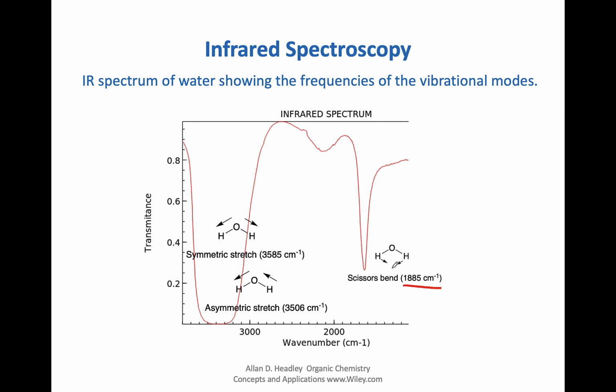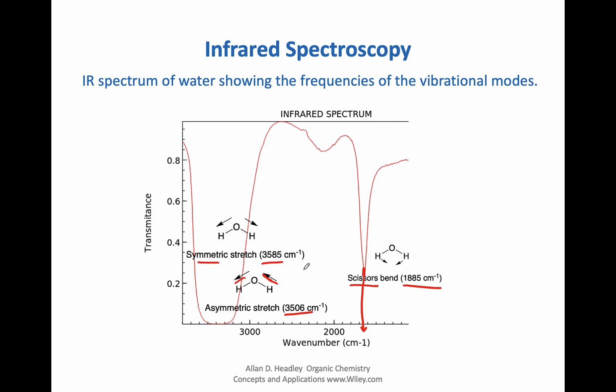And this is an illustration of that vibrational mode. As you can imagine, it's like a scissors going in and out. That's what happens when energy hits it in this region of the electromagnetic spectrum, 1885 cm-1. Here's the other one, asymmetric stretch. So it goes here and here asymmetrically, 3500. Here's the symmetric stretch, 3585.